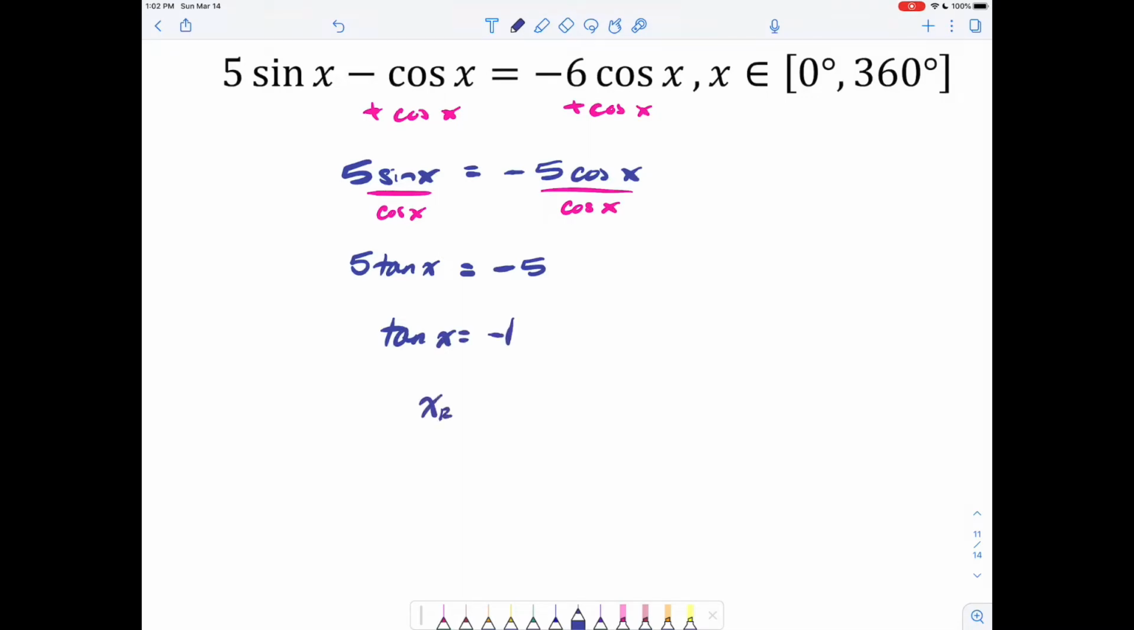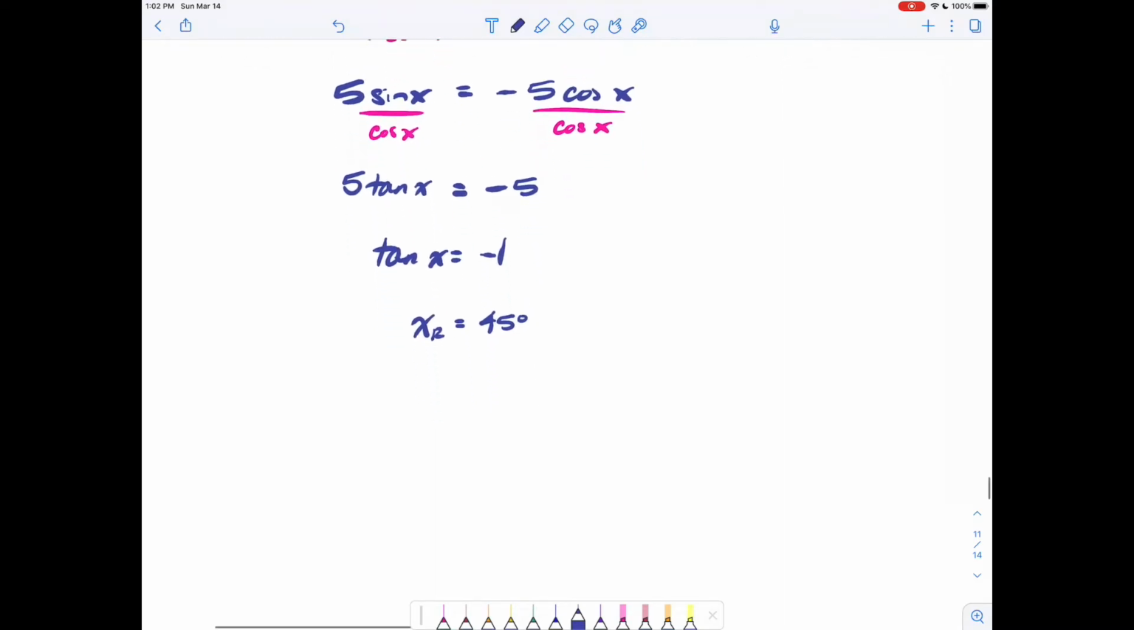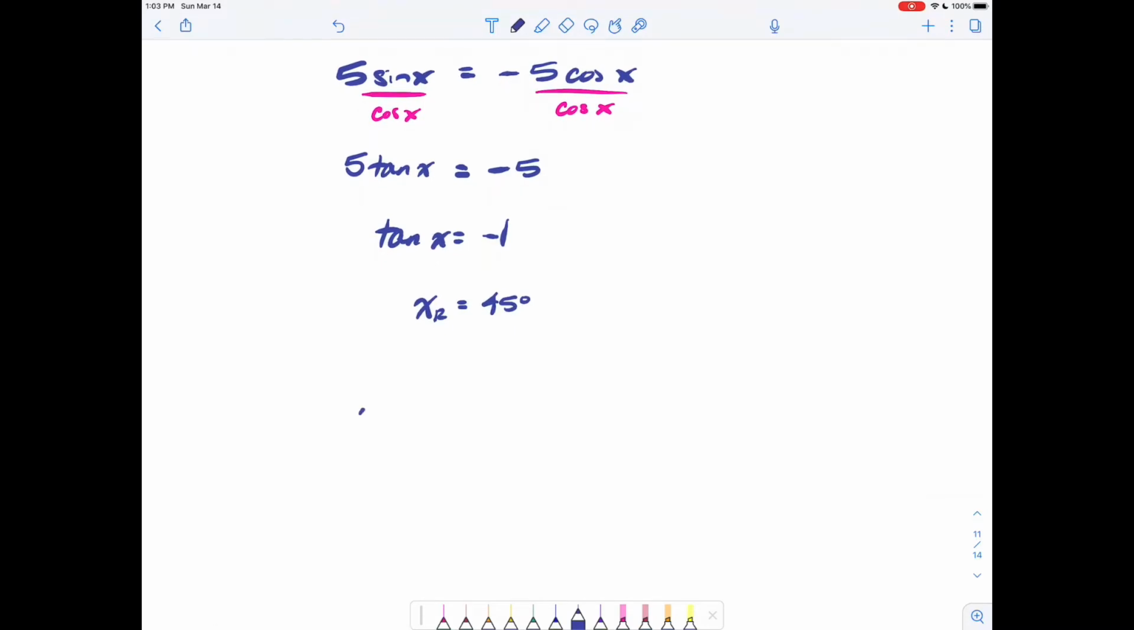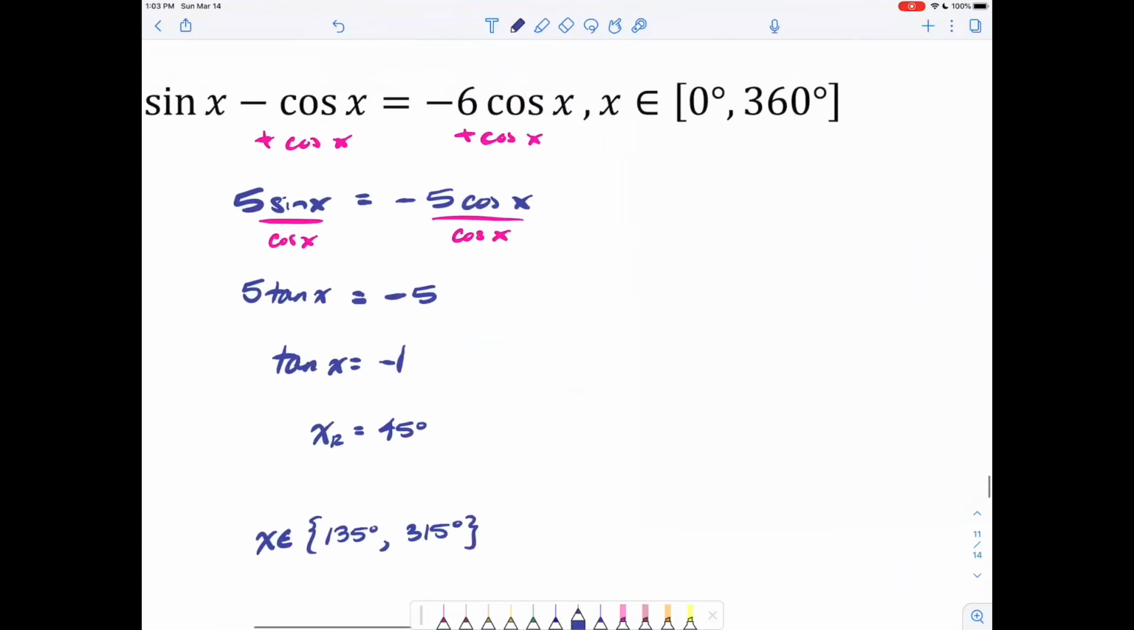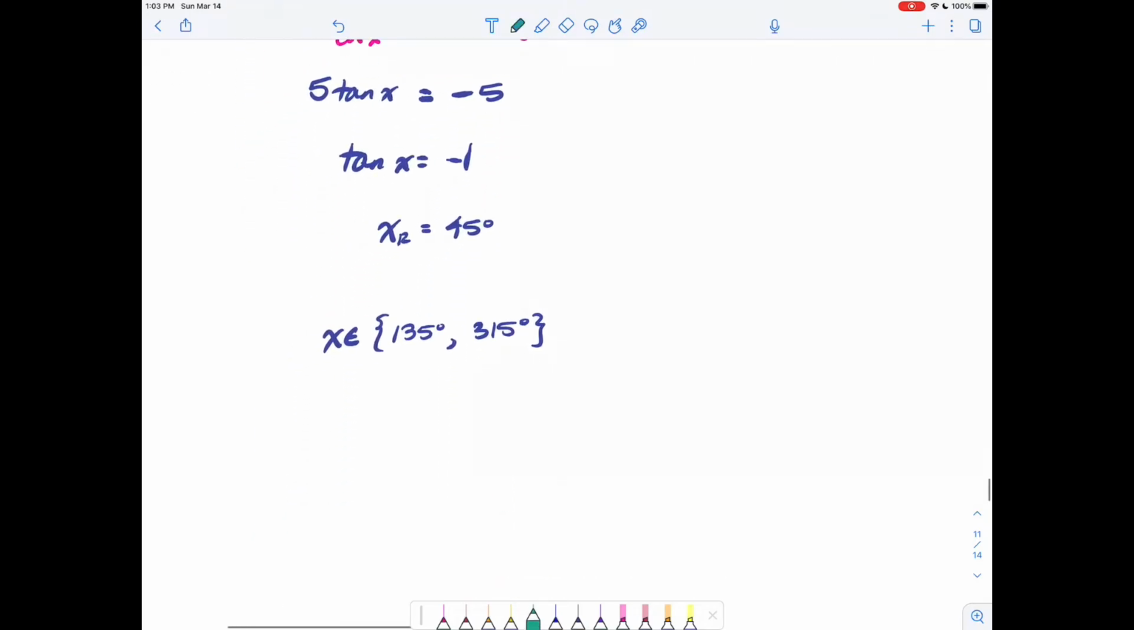We can establish that the reference angle for that would be 45 degrees. And then dealing with quadrants 2 and 4, because of the negative ratio for tan, we can finish off by saying x has to be either 135 degrees or, in quadrant 4, 315 degrees. And we were just from 0 to 360. We don't have to worry about coterminal angles or anything. This one is done. So those ones were a bit more direct.